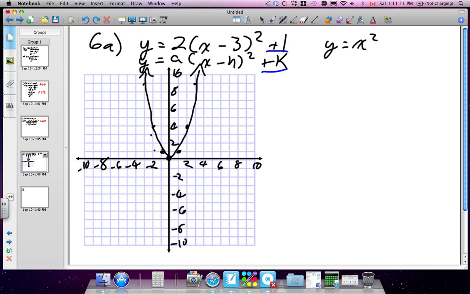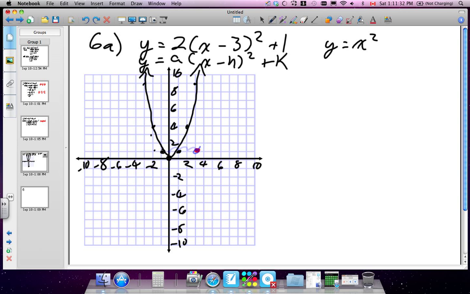Okay. So because again we say k is positive 1, the vertex moves up 1. So now here, and h is negative 3. The only difference with h is we go the opposite way that it says. Go 3 ways. Yeah, so we're here already, and we go over 1, 2, 3. So here's our new vertex. It's at negative 3 and 1. Okay, so that's where the vertex is.